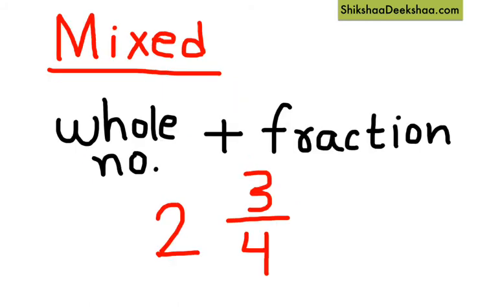Next we have mixed fractions. Mixed fractions are fractions which are the combination of a whole number and a fraction. We write the mixed fraction like this and we read it as 2 and 3 by 4. Here 2 is the whole number and 3 by 4 is the fraction part.